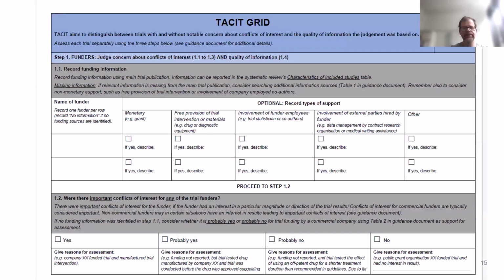I'll get back to the practicalities about this when I do my walkthrough in a bit, but just to show you that TACIT is centered around a Word-based or a PDF-based document called the TACIT grid, where you fill in the information, similar to what you can see for instance in other appraisal tools like the Risk of Bias tool, ROB-ME, and other tools.